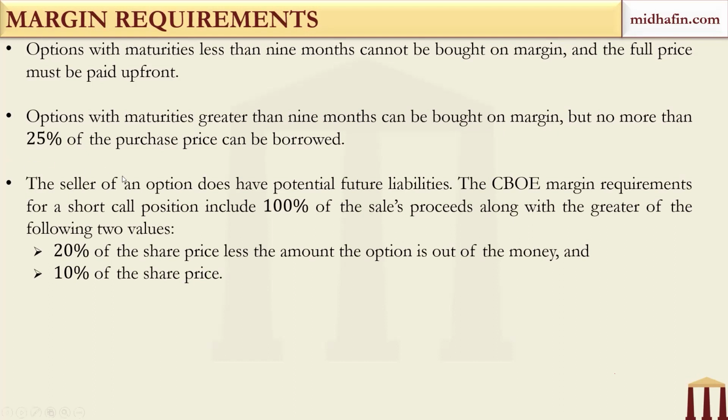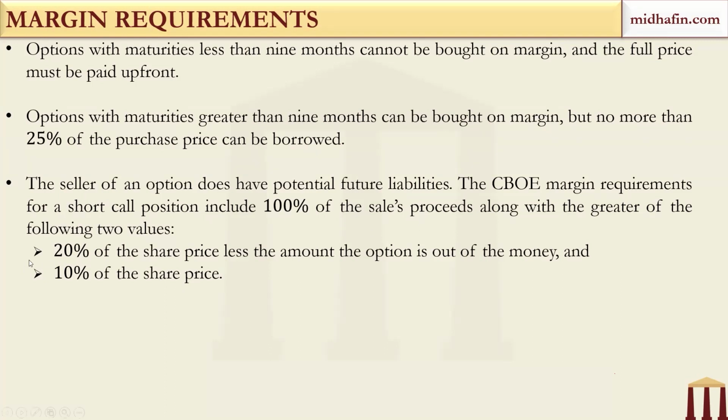Now let's talk about the margin requirements for the seller of the option, that is, a short position. If you're taking a short position in the option, as per CBOE, the margin requirement for a short call includes 100% of the sale proceeds, because you're selling the call option, so you're entitled to receive the option premium. If you have received, let's say, 2 rupees premium per option, and you have sold 100, so 200 rupees, that's 100% of the sale proceeds. That will be kept in your margin account. You can't withdraw it.